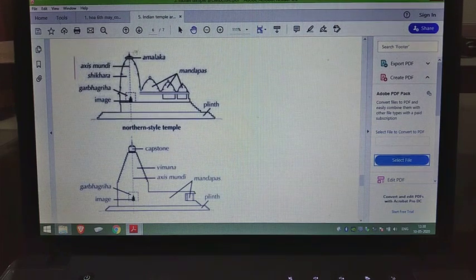ठीक? Shikhar has a curve. Shikhar is straight. Shikhar is called Vimana. Over here you have an Amlak, over which a Kalash is there. Amlak is more like a flat disc at the top made of stone. Over here it is a cupola or a capstone. It is generally octagonal. Garbhagriha, in both, is exactly along the axis going through the center of the Kalash. Here there is a terminology called axis munda, which is just the axis of the center.